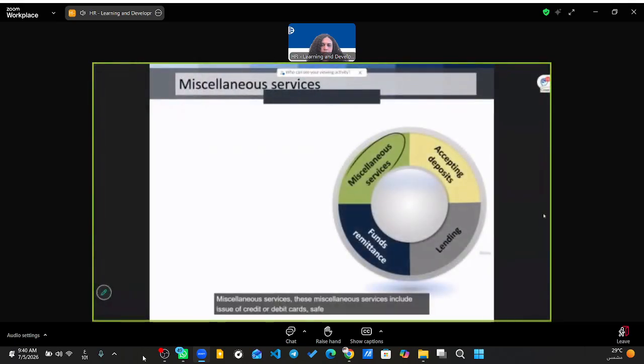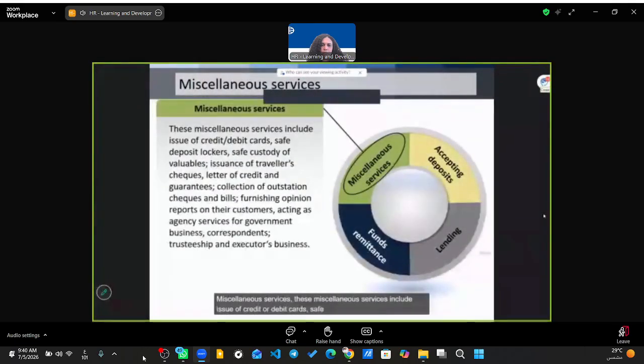Miscellaneous services. These miscellaneous services include issue of credit or debit cards, safe deposit lockers, safe custody of valuables, issuance of travelers' checks, letters of credit and guarantees, collection of outstation checks and bills, furnishing opinion reports on their customers, acting as agency services for government business, correspondence, trusteeship and executors business.